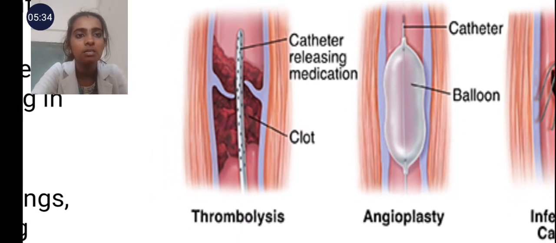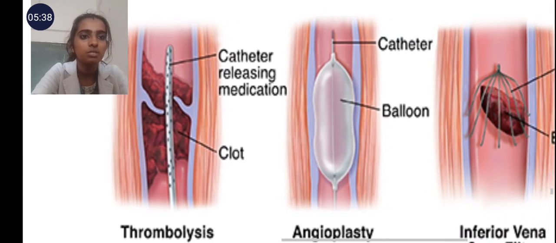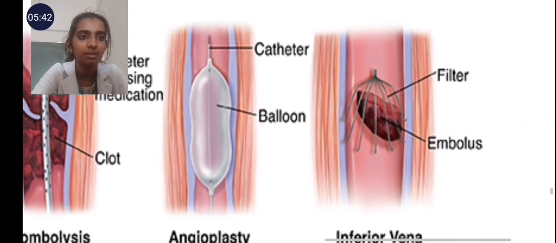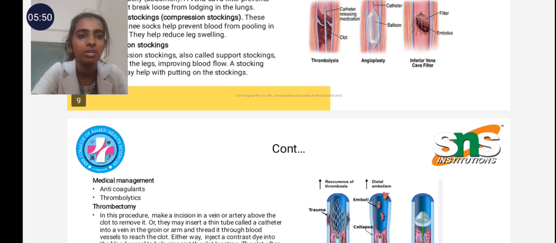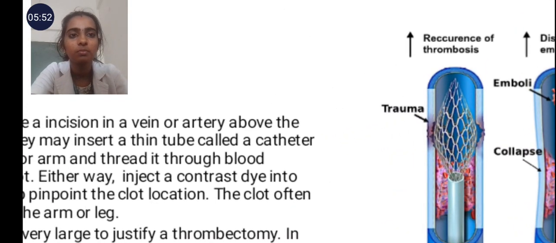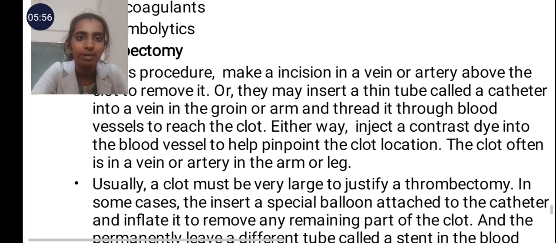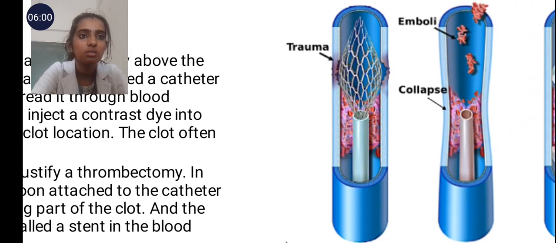Another is catheter-released medications to dissolve the clot; this is thrombolysis. Another procedure is angioplasty, in which a catheter and balloon are inflated, breaking the clot. Another one is the inferior vena cava filter. This catches the emboli, and the filter can be removed from the veins. The medical managements are anticoagulants and thrombolytics. Another procedure is thrombectomy. So this is the thrombectomy.